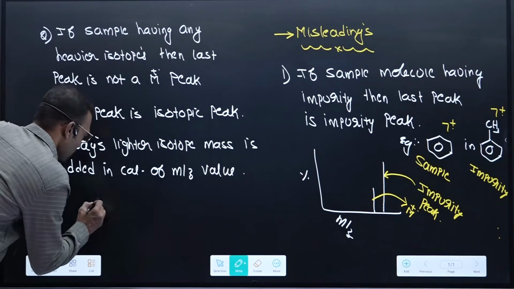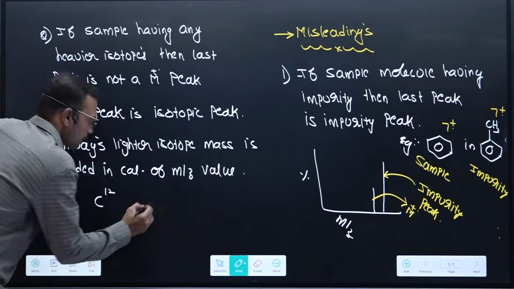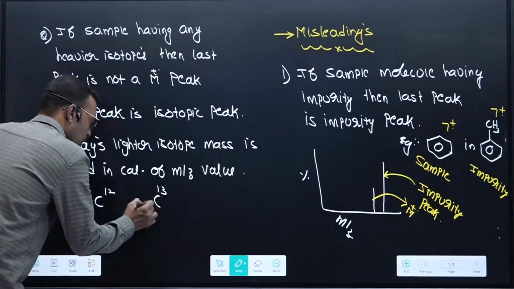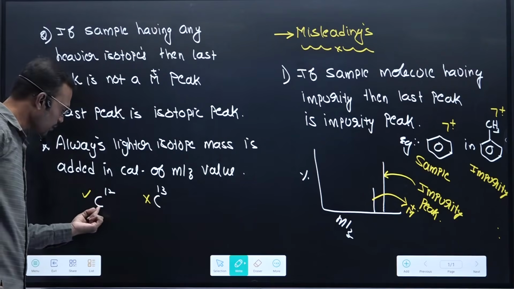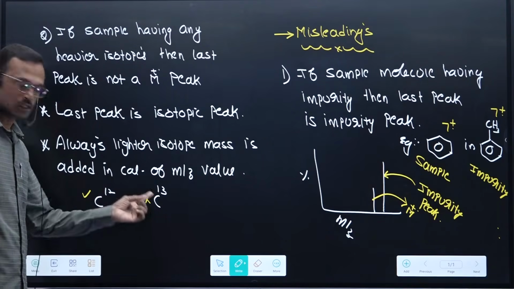Suppose if I take carbon C12, is it lighter or heavier? It is lighter. And what about C13? It is heavier. So between these two, which one is considered? C12 is considered but not C13. While if I am given carbon, add 12, don't add 13. Why? It is more abundant.